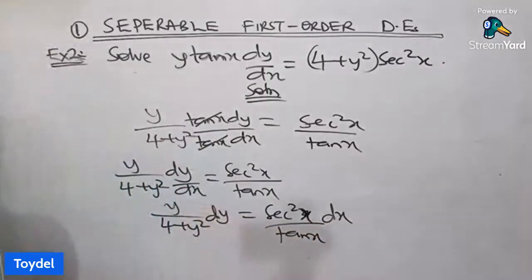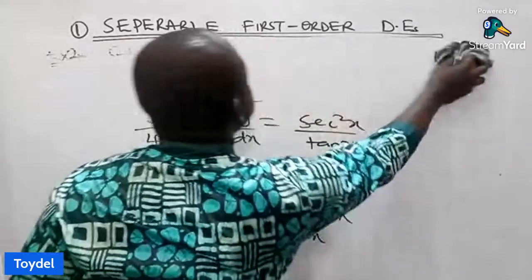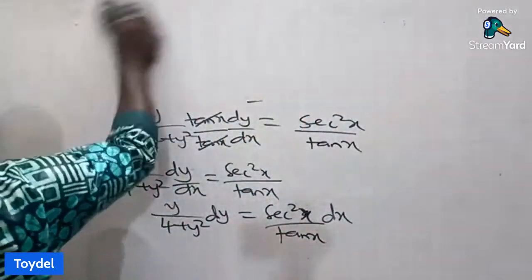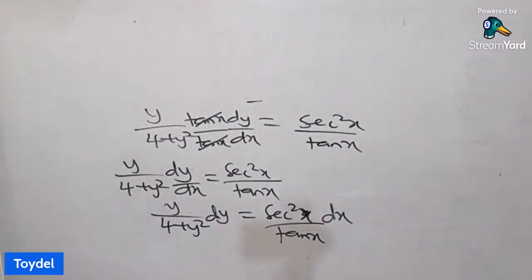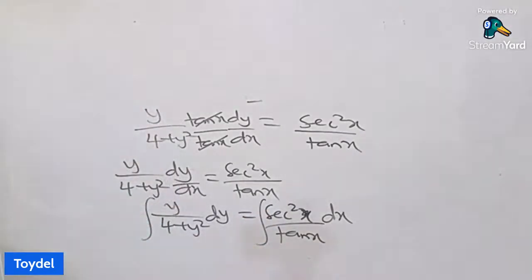Since we have been able to separate this, then we can go ahead and apply separable. Once we are able to separate it, then what is required is that we just introduce integral sign, then we get an answer. So I will introduce integral sign here and here. So how do we integrate this?